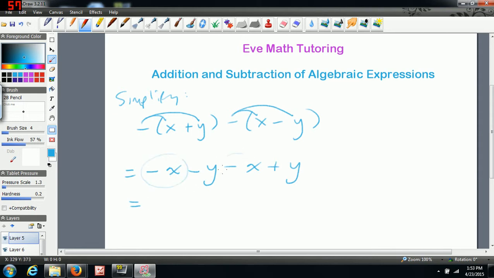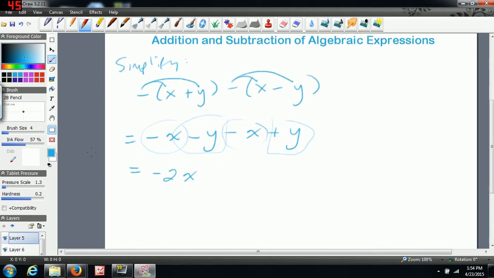And then at this point you look at like terms. So negative x minus x is negative 2x, and negative y plus y is 0y. So you don't actually have to write that part in. Okay.